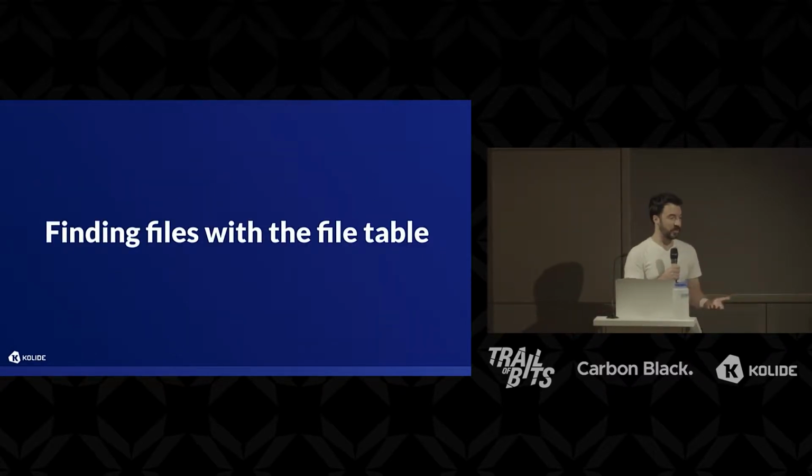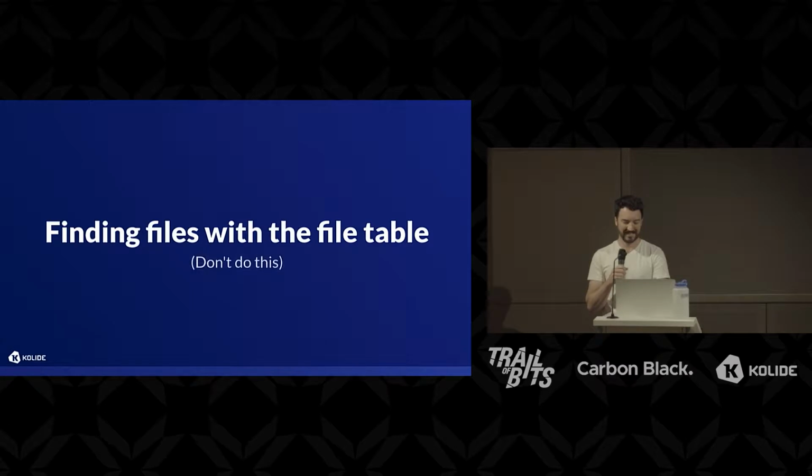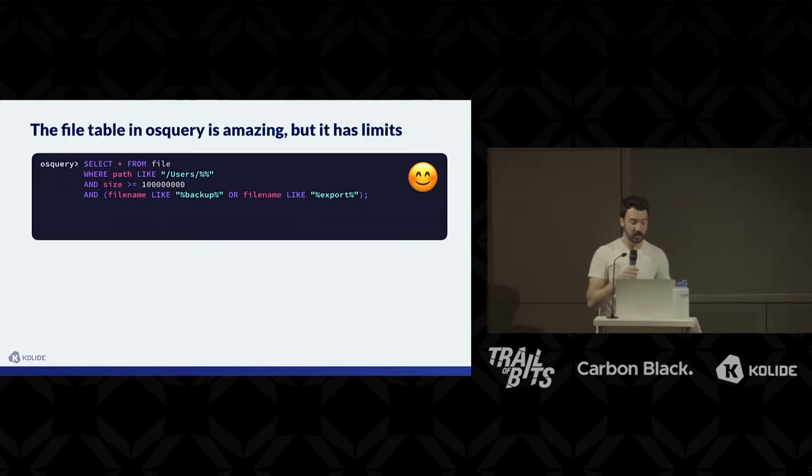So let's look at what we can do with Osquery. We could use the file table, right? So we'll do a nice little search. We'll say select star from file where path equals slash wildcard, and the size is greater than 100 megabytes, and the file name is like backup. No problem, right? File table supports recursive searching.